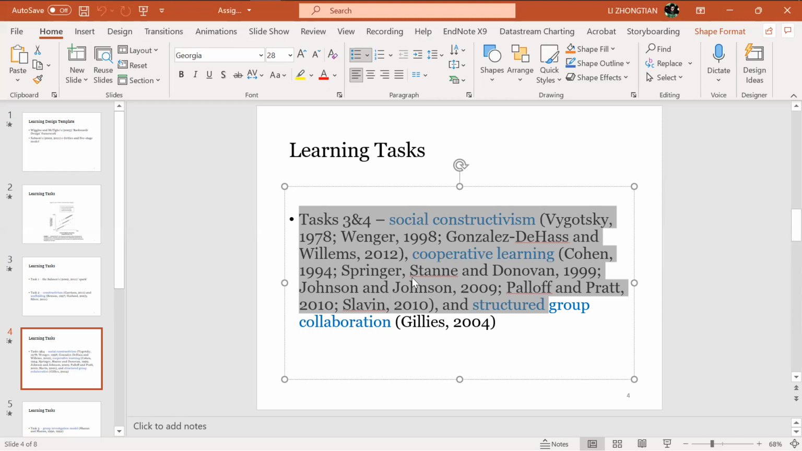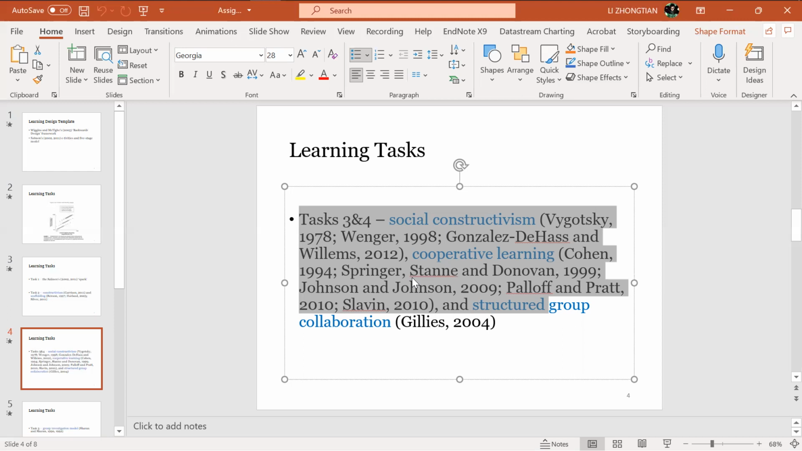Empirically, Cohen 1994, Springer, Stanne, and Donovan 1999, and Gillies 2004 found that cooperative learning contributes to better learning. For example, synthesizing 383 empirical studies, Springer, Stanne, and Donovan 1999 provide evidence that cooperative learning can contribute to university learning. It is noteworthy that cooperative learning is also found to be effective in online learning, Plouffe and Pratt 2010.